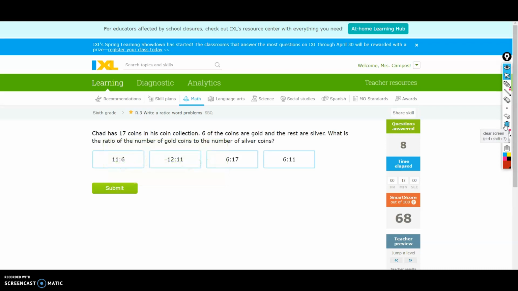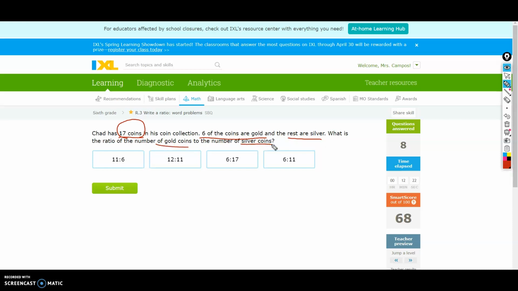Right, Chad has 17 coins in his coin collection. So that would be his total. 6 of the coins are gold and the rest are silver. What is the ratio of the number of gold coins to the number of silver coins?